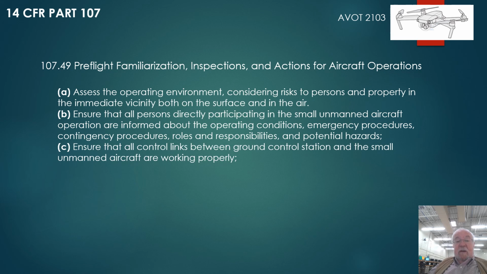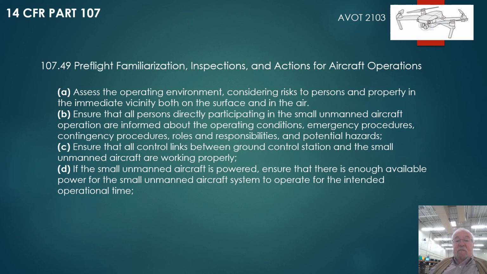Also, you as pilot in command must ensure that all control links between the ground control station and the small unmanned aircraft are working properly. That's why we climb up to a little below or above eye level and do our little maneuvers. Make sure the GPS is connected. That's your responsibility. If the unmanned aircraft is powered, ensure there's enough available power for the intended operational time.